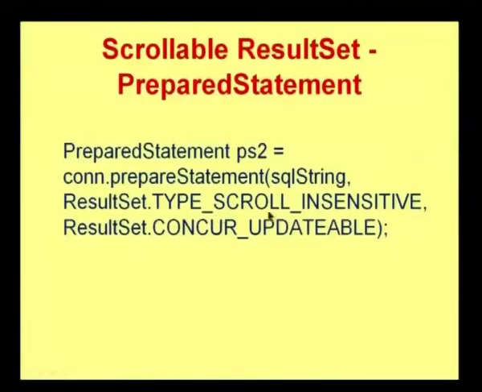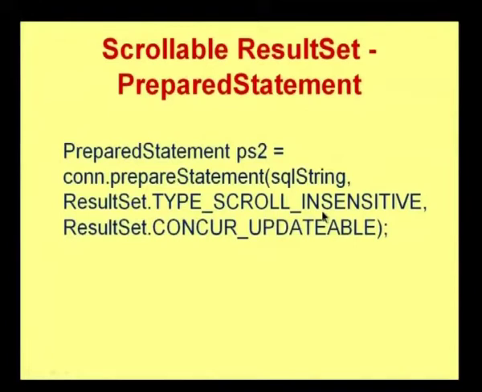So, for example, instead of having select star from employee, I will normally write, in case of a prepared statement, select star from employee where department is equal to, or select star from employee where employee ID is equal to. It means that the value will be passed dynamically. In that case also I can set my scroll type. It may be set to insensitive or sensitive.